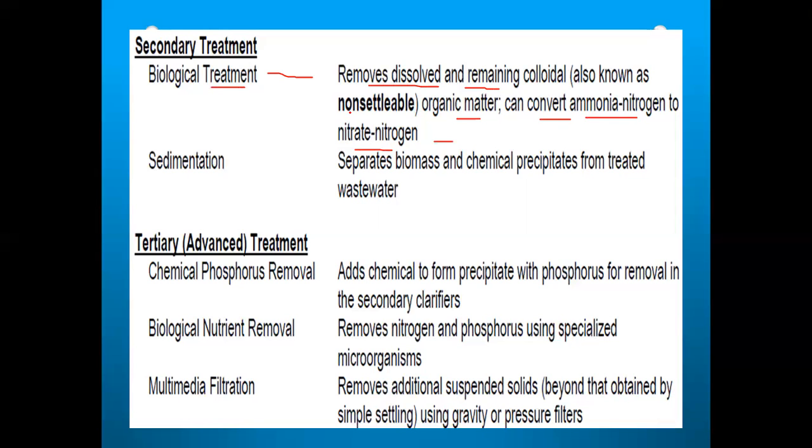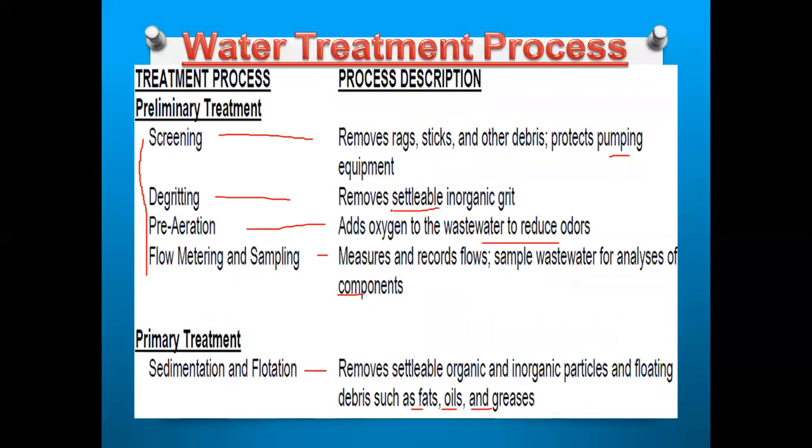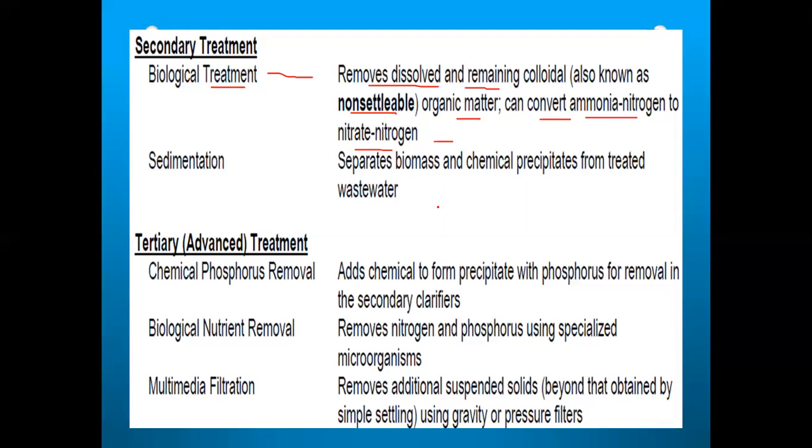It's also known as non-settleable organic matter. So in the primary process, we have settleable organic and inorganic matter. Here we have non-settleable. Okay, next one is sedimentation. So what happens in the sedimentation? It separates the biomass and chemical precipitates from the treated wastewater. Okay, so this happens in the secondary treatment process.